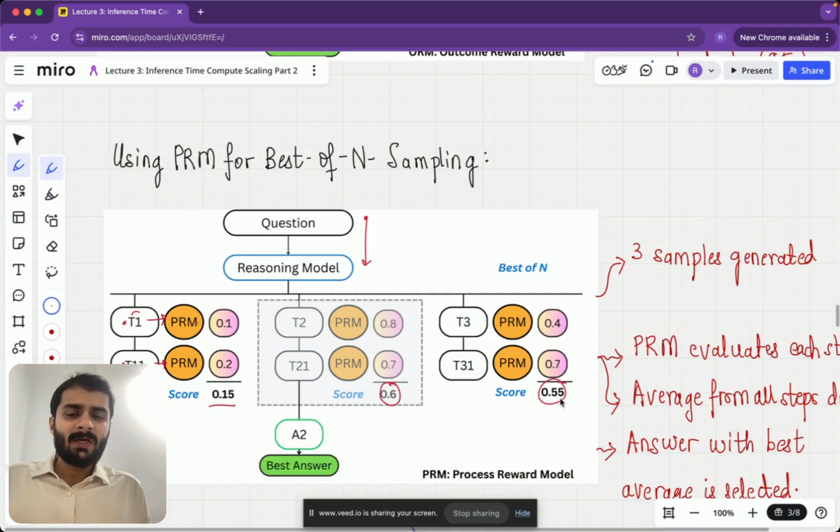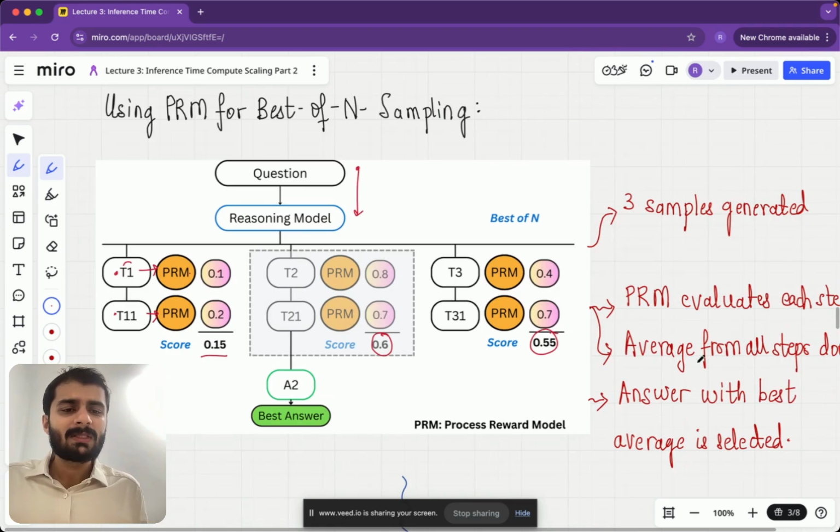And now we are not even bothered about the final answer which the reasoning model is giving, because the verification layer only verifies the reasoning steps which appear before the final answer. So from these three, we can see that this answer has the maximum score. So that's why we will pick this answer. So the answer with the best average is finally selected as the final answer. Okay, so this is using PRM for best of n sampling.